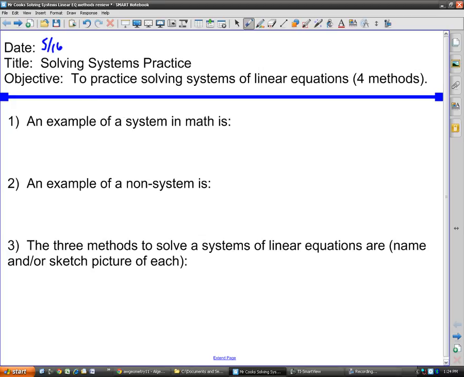And basically what we're doing is we're going to be solving systems, and you have done this before. You did this in Algebra 1. And so first thing we need to do is describe what a system is. And a system is two equations with two unknowns.